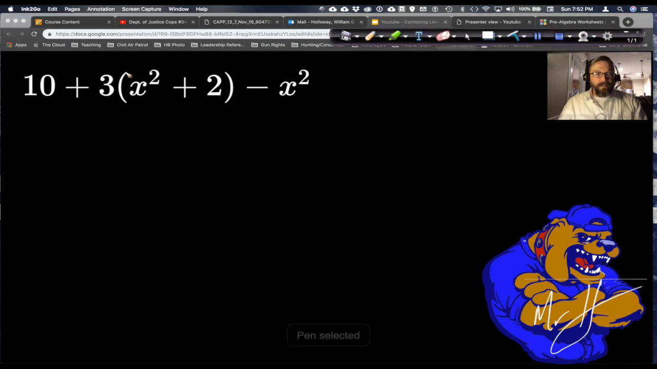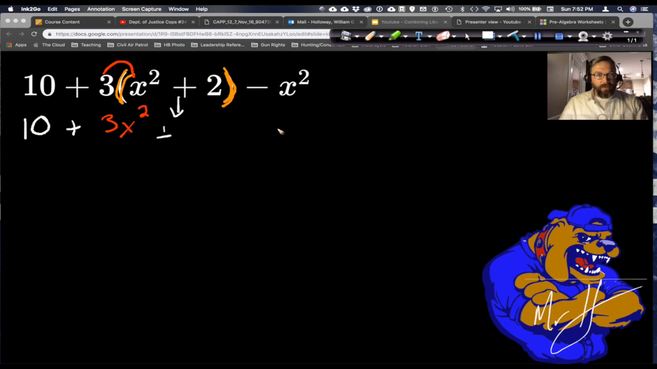So again, we know order of operations. Oh, I see parentheses. I got to take care of these parentheses. So I need to multiply first. Now let me write my problem down till I get to that. Okay, so 3 times x squared. Well, that's going to be 3 times x squared. And now I'm going to keep my operation plus, and then I'm going to do my 3 times 2. Well, 3 times 2, that's 6. And then I'm going to keep my operation. And then I'll just rewrite the rest of my problem.